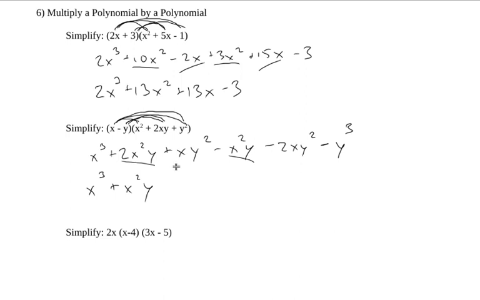Then I'll do the ones that have 1 x and 2 y's. We have a positive 1 and a negative 2, so this is minus xy squared. And then my last term is minus y cubed.